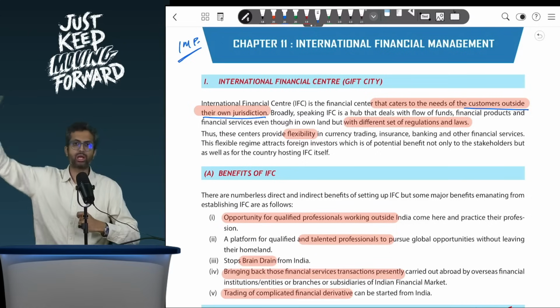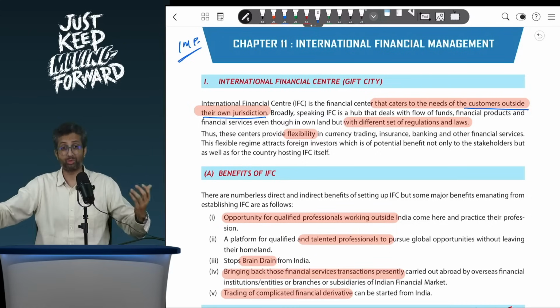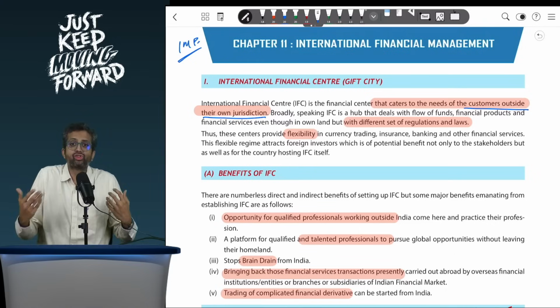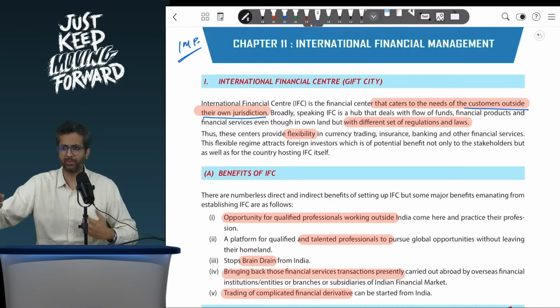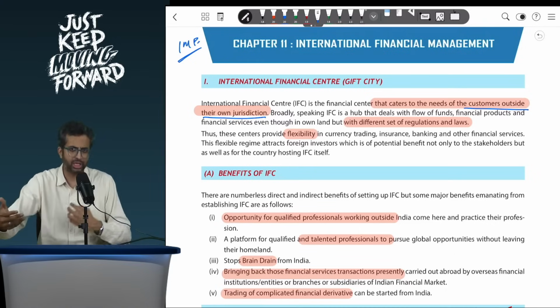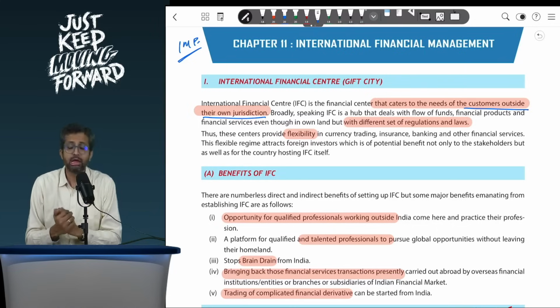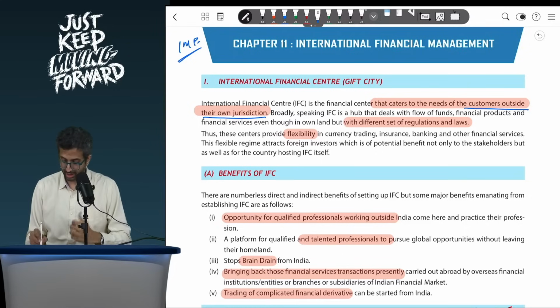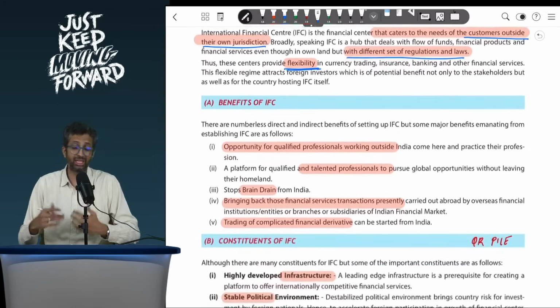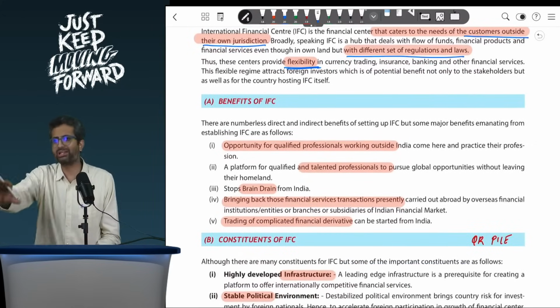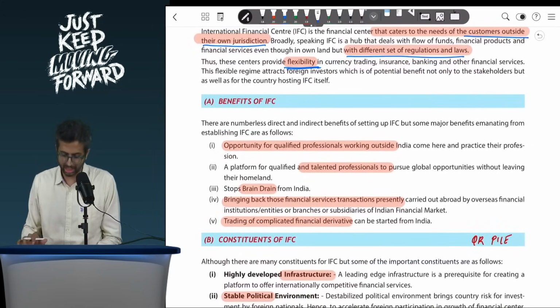Indian people who are going outside, the brain drain that was happening, will probably not happen. And again, innovative financial products like complex derivatives, which were earlier not as prevalent in India, can also be developed because these international institutions come over here. So over here, you have a different set of regulations and laws. Flexibility is given. FEMA, for example, does not apply as strongly over there in the GIFT.